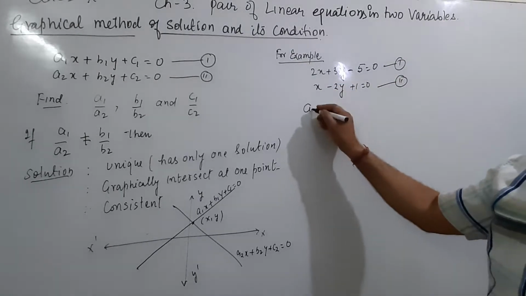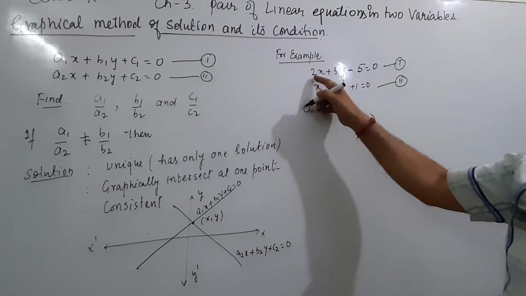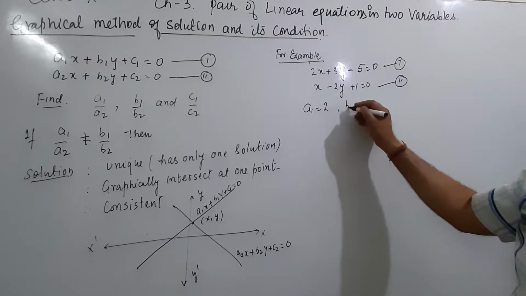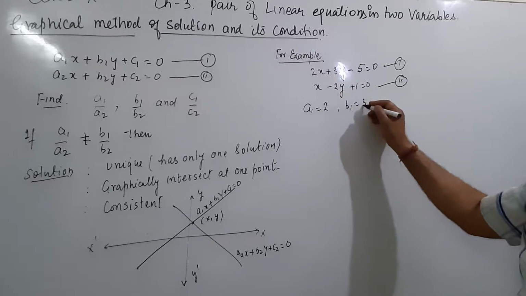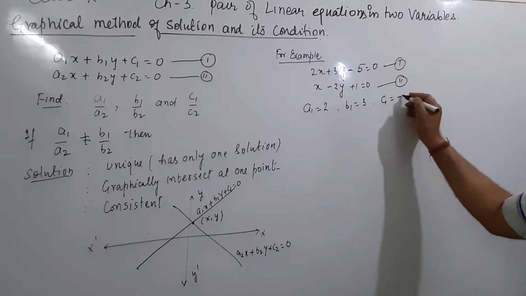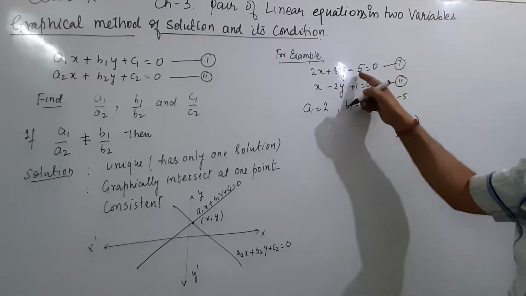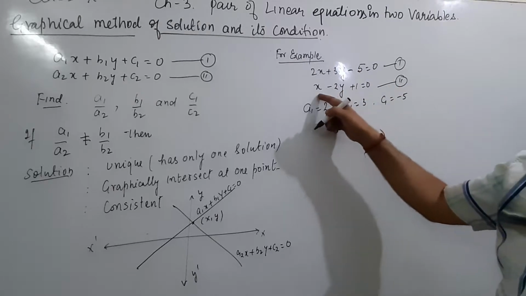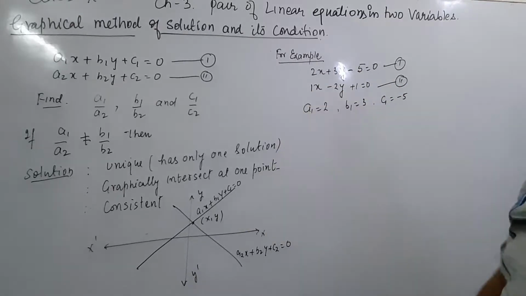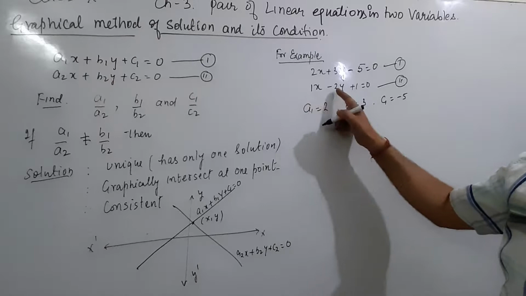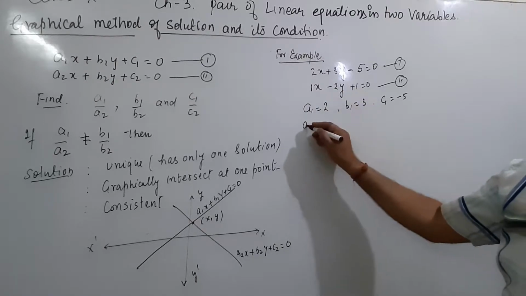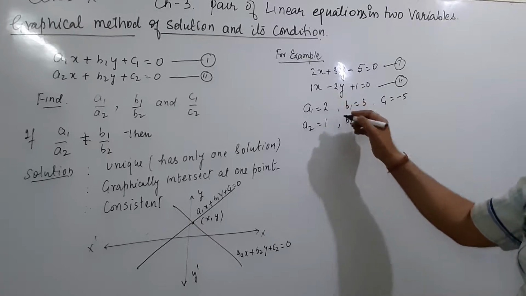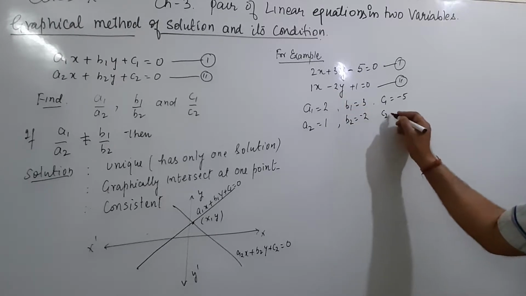For the first equation, a1 is equal to 2, b1 is equal to 3, and c1 is equal to minus 5. This is the second equation, so a2: here is nothing, that means 1. A2 is equal to 1, b2 is minus 2, and c2 is 1.